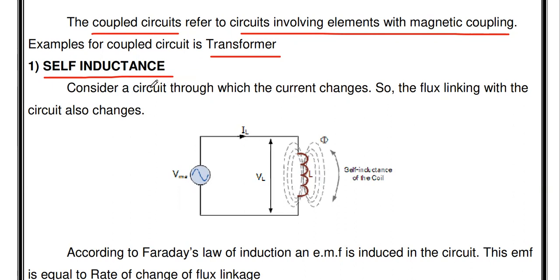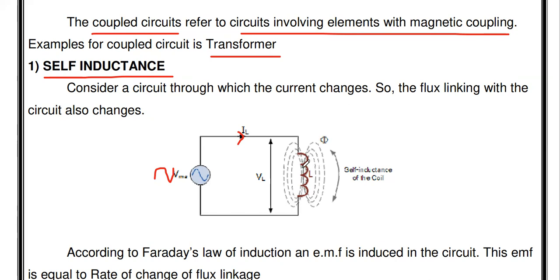In order to explain self-inductance, we have to consider one circuit. In the circuit we are using one inductor, this is the inductor L. This inductor L is supplied with some voltage V. Some supply voltage is given to this inductor, and because of the supply voltage, the current flowing in the inductor we consider as IL. This is an AC voltage, so the current flowing through this inductor is also changing.